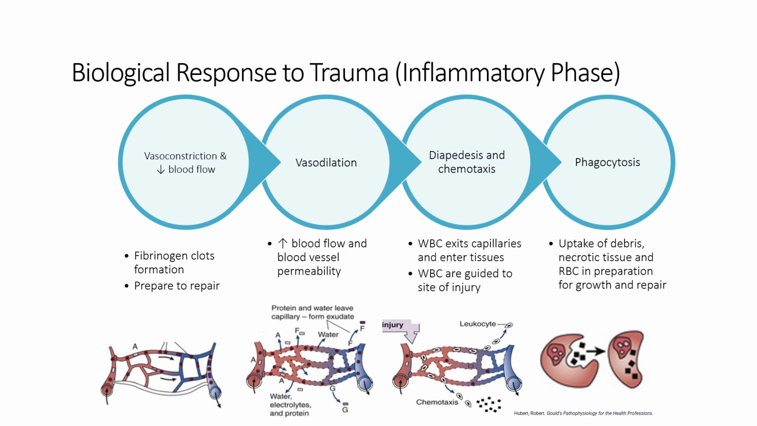Next is vasodilation, which follows vasoconstriction to increase blood flow and vessel permeability. Chemicals like histamines and serotonin contribute to vasodilation. Diapedesis is when white blood cells, for example neutrophils, squeeze through blood vessel walls to reach the site of injury.